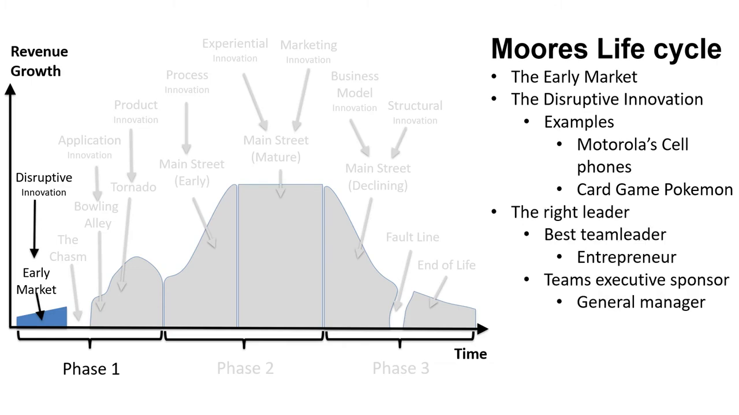In this stage, the right team leader is an entrepreneur type, and ideally, the executive team sponsor is the general manager. The entrepreneur type has the wildness to produce something new. On the other hand, the general manager has the power to channel resources to the new product or technology and remove resistance from the existing organization.